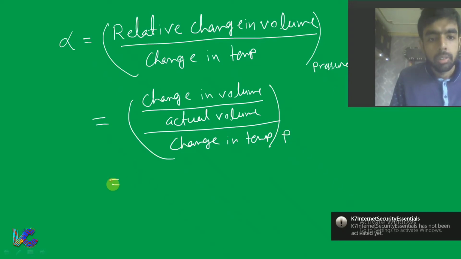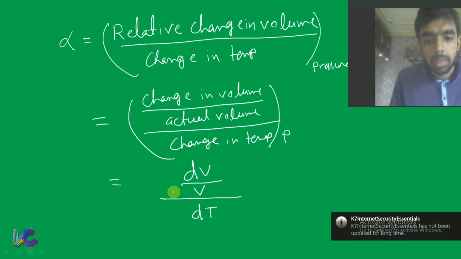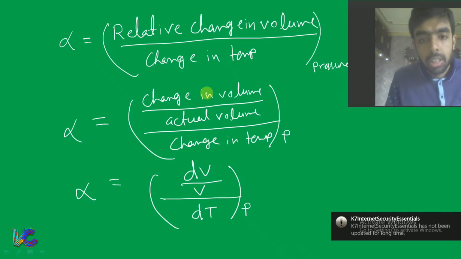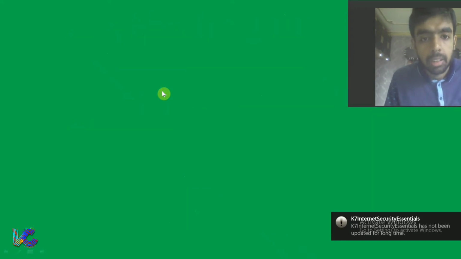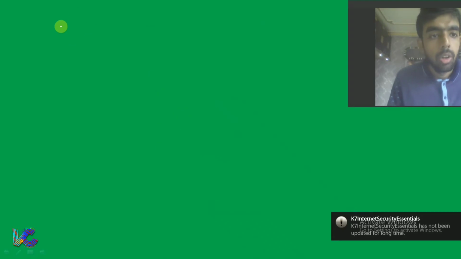Now change in volume means dV. Actual volume is V. So if the actual volume is V, change in volume is dV. If the temperature is T, then the change in temperature is dT, at constant P. So this is the mathematical form of alpha. Now as I told you in the previous class, on introducing a constant in the equation of complete differentiation, the complete differentiation becomes partial differentiation.